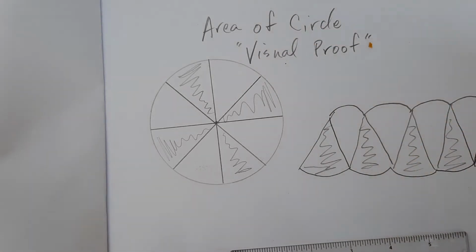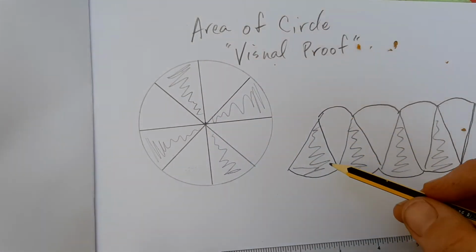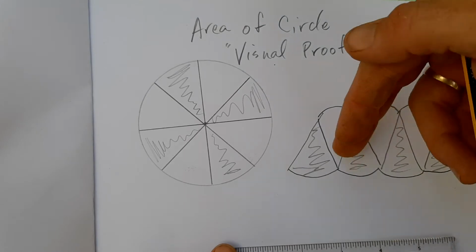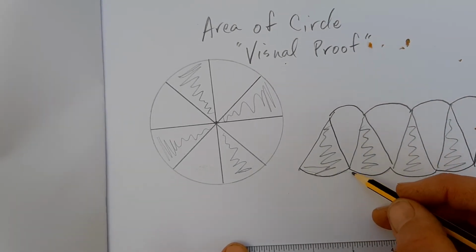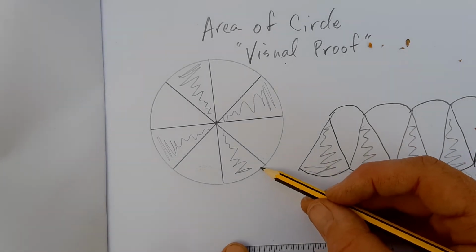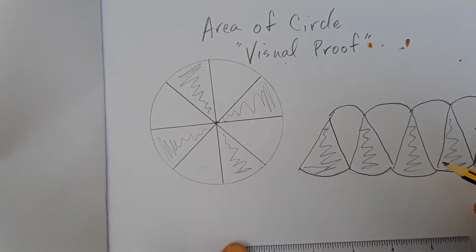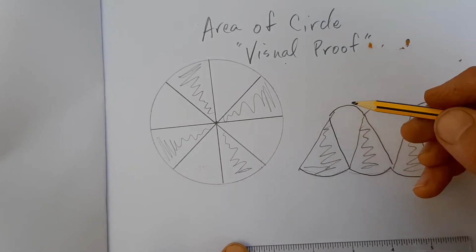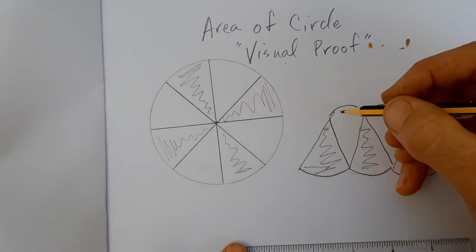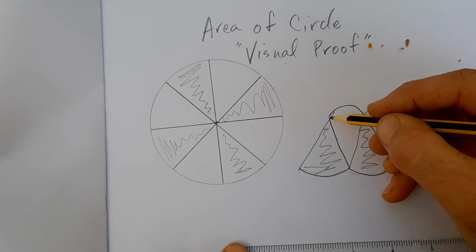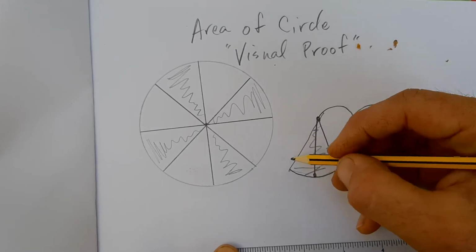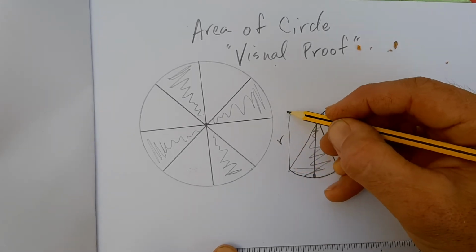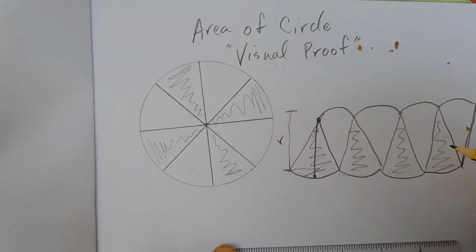If I kept cutting this tinier, and I got a million of these pieces all stuck in there, then this line on the bottom would cease to be bumpy anymore. If I did it a million times, it would get very straight. And these pieces would stand up to a height. What is that height, from here to here? That's my radius, right? So what shape have I made here? It's got a little slant at this end, a little slant at this end.